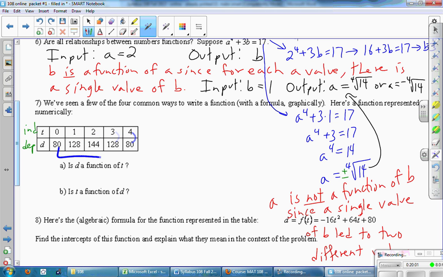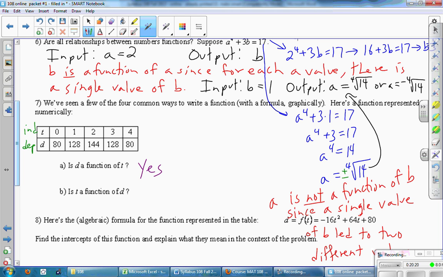I'm not bothered by the fact that these are the same number down here. All it means to say that something's a function means that for a single input, there is a single output. And that's the case here. So the answer to part A is yes. Each input has one and only one output.